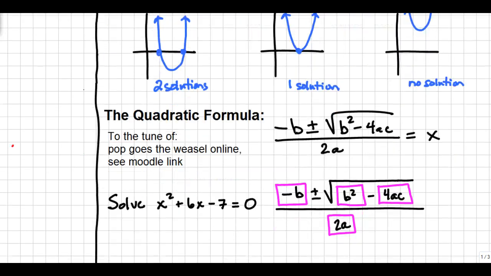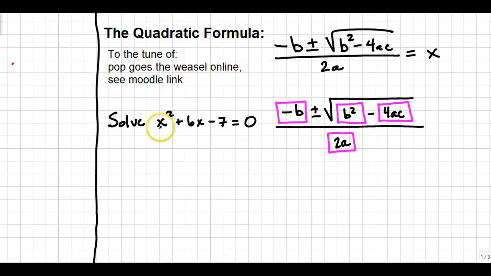So we're going to do three examples together. First example is right here. Solve x squared plus 6x minus 7 equals 0. They don't give you very much to go on, do they? They don't tell you that you have to use the quadratic formula to solve it.